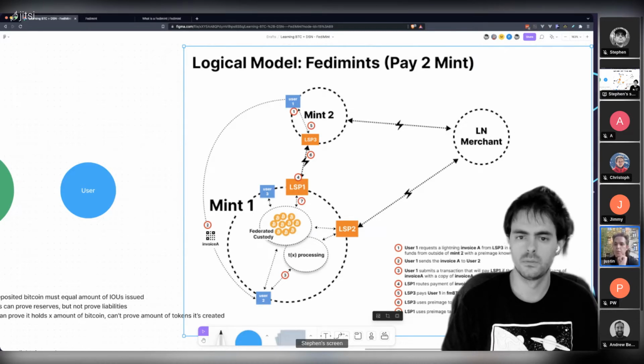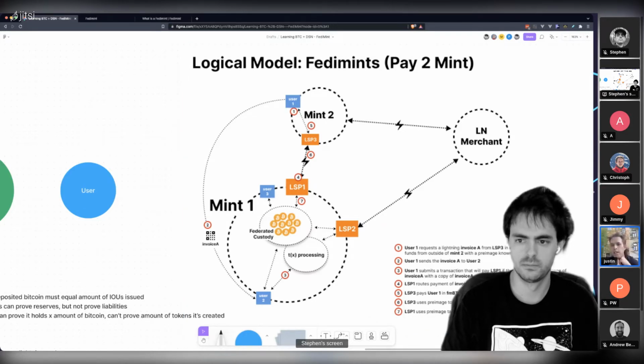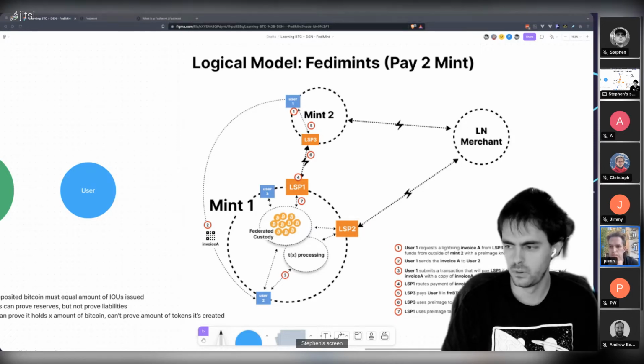The LSPs are kind of like a money changer between the IOU token and the Lightning Network itself, right? And the way it works is it's basically an escrow underneath, an escrow between the user and the gateway, the LSP, and the Federation basically judges whether the transaction worked by checking whether pre-images are correct. So it's very simple. It's an escrow, and the Federation is the judge. It's not important to understand that aspect of it, but the flow of funds is kind of interesting.